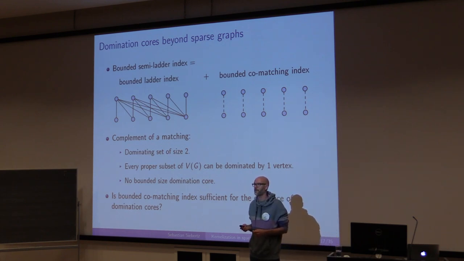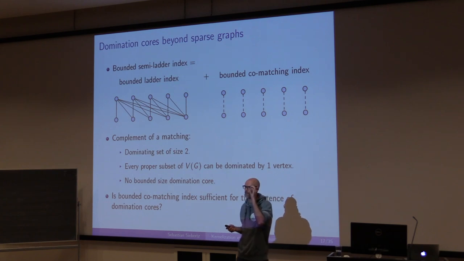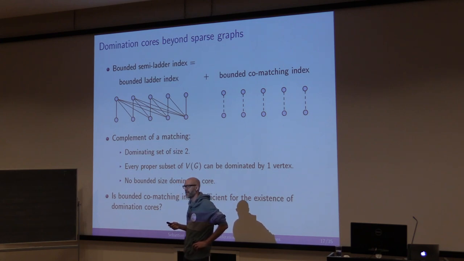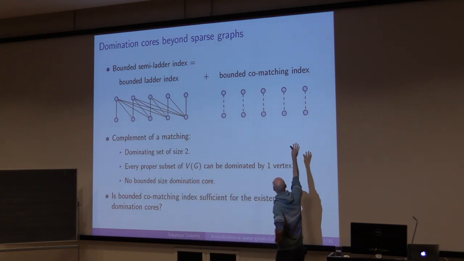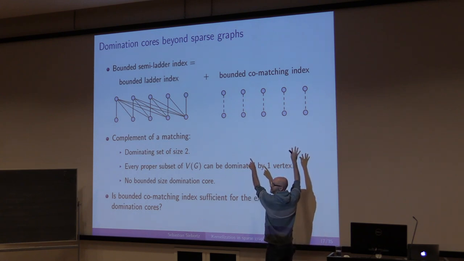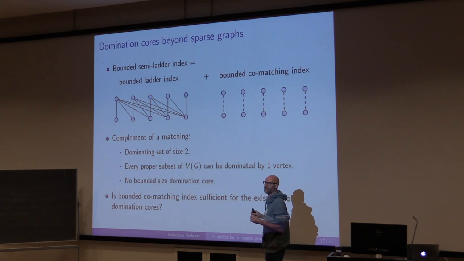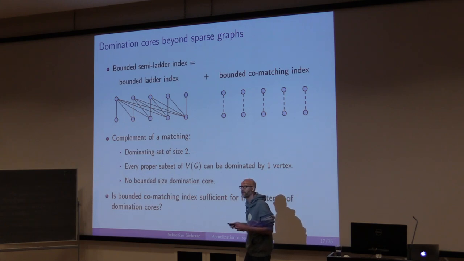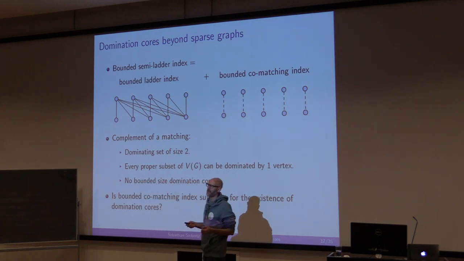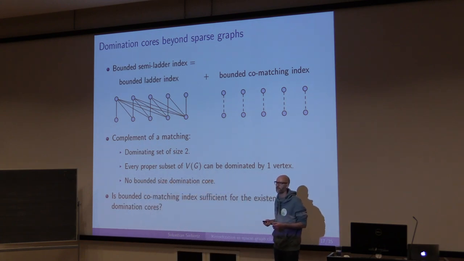I must be missing something. You say every subset of the vertex set can be dominated by one vertex, but if you delete two vertices which form a missing matching edge, you still get a complement of a matching. Yes, but you can dominate it from outside. Pick any subset which you assume is your domination core. Oh, so you will always dominate it by any other vertex, okay. So no non-trivial cores exist in those complements of matchings graphs.